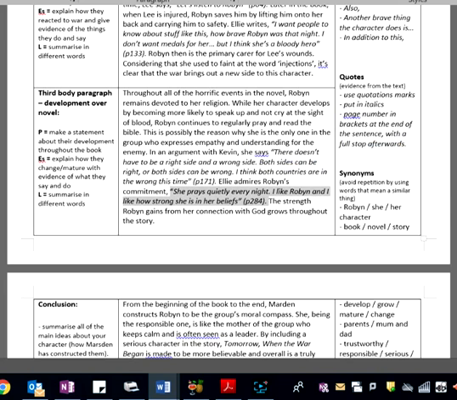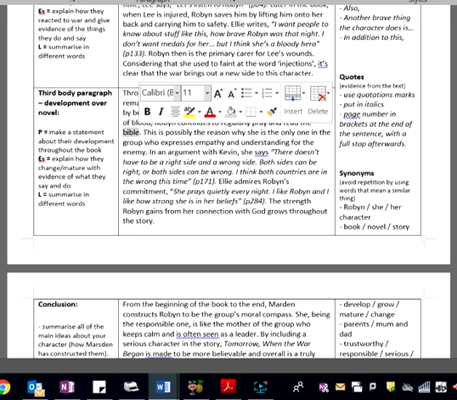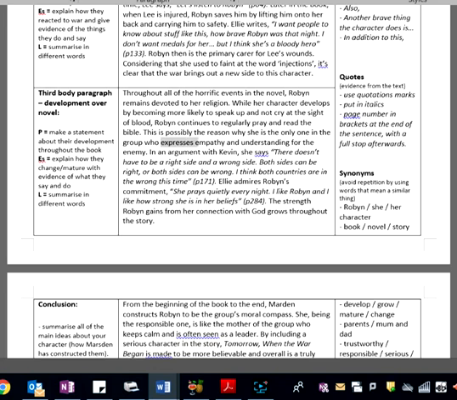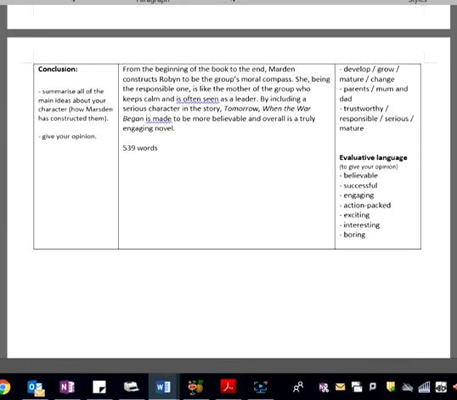Okay, so I said that she regularly prays, she reads the Bible, she expresses empathy and understanding for the enemy. I've got evidence there. And that Ellie even admires Robin. She notices how she prays quietly at night and how she is strong in her beliefs. So have I done all of this? Yes, I have. Finally, yes, we're almost at the end, the conclusion.